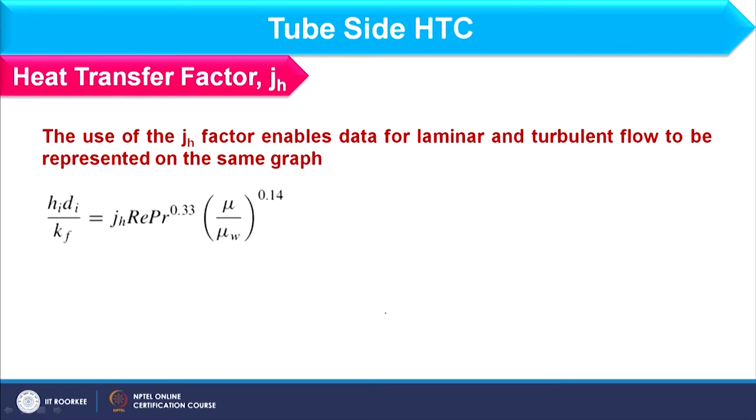Apart from this, I have one general expression which you can use to calculate the heat transfer coefficient irrespective of the type of flow. Before, you had to calculate the Reynolds number, find out the region, and accordingly choose the equation. However, in this expression the Nusselt number h_i d_i/k_f is a function of the Reynolds number and the Prandtl number, and here we have the viscosity correction factor. This is the general expression where we have used j_h, the heat transfer factor, which depends upon the laminar and turbulent zones, and that you can compute from the graph.